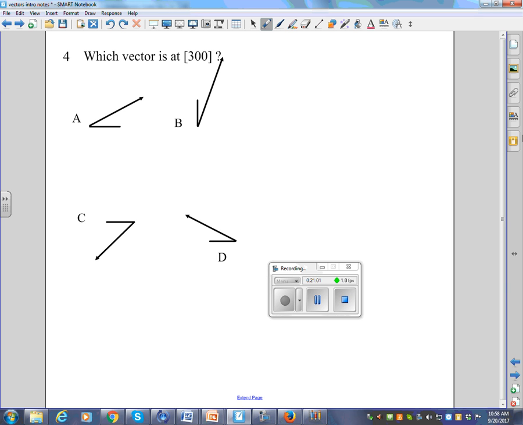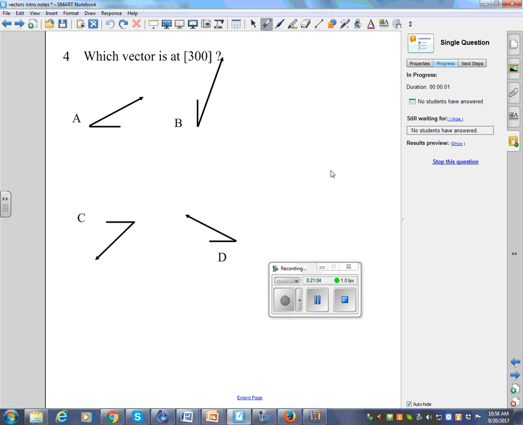Okay. So now that I've given you the instruction, I've given you what you need to know, tell me, which one of these is vector direction 300?